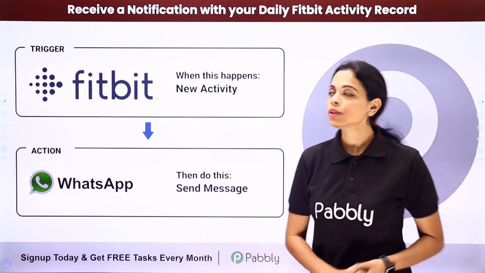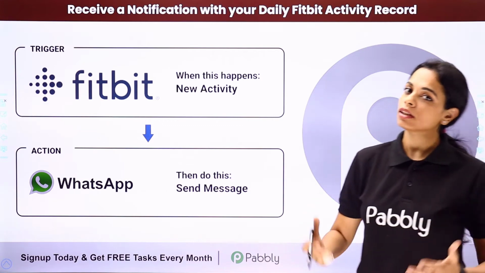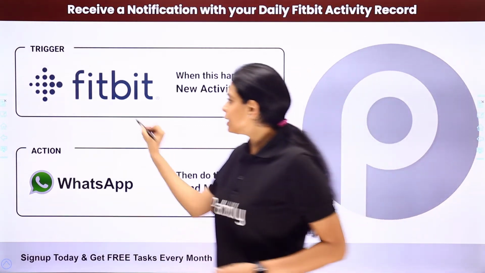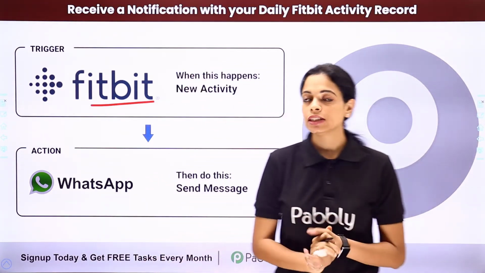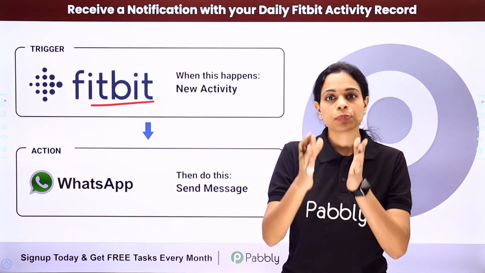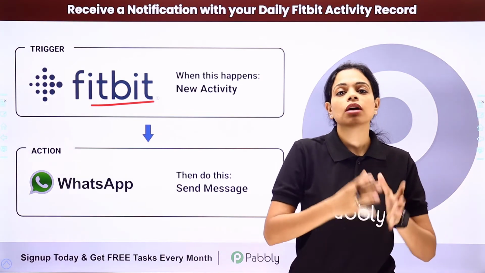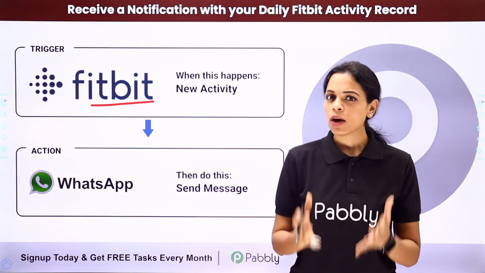In this video, we are going to see how to receive a notification with your daily Fitbit activity record. So let's say you're using Fitbit as your fitness tracker, activity tracker. Every day at a particular time, you will receive a WhatsApp message talking about how many calories you have burned. Now, how can you do this?